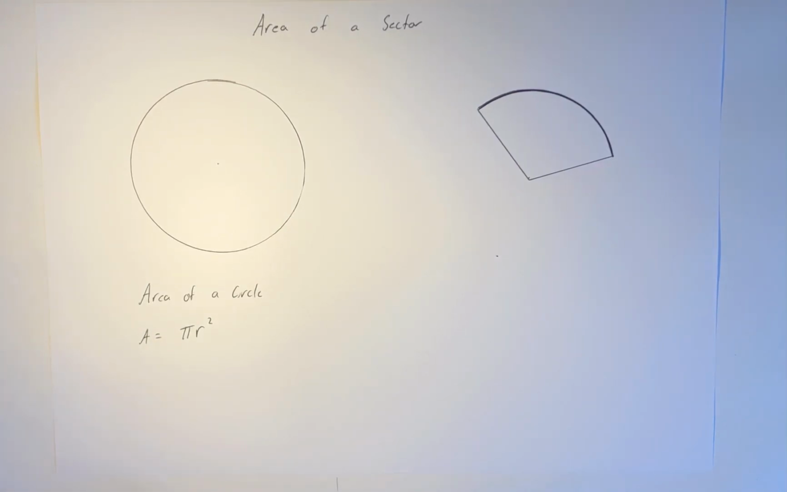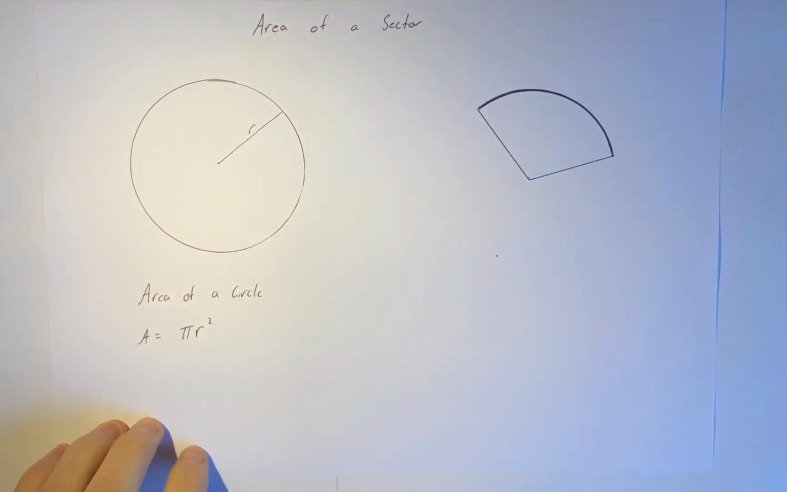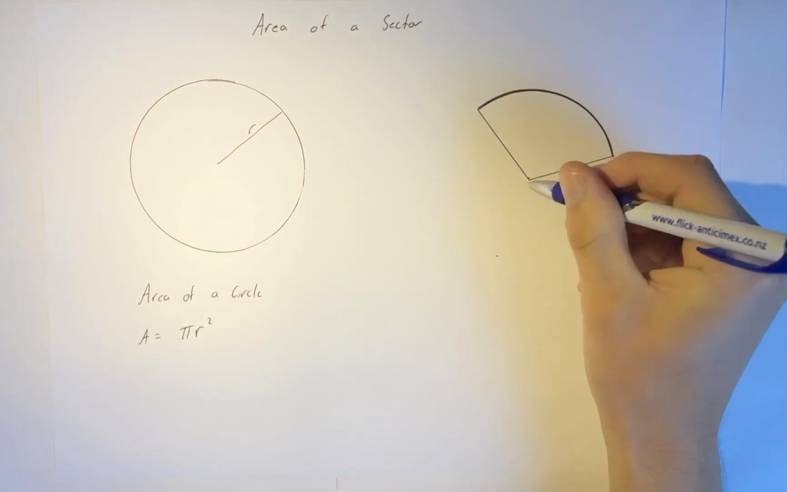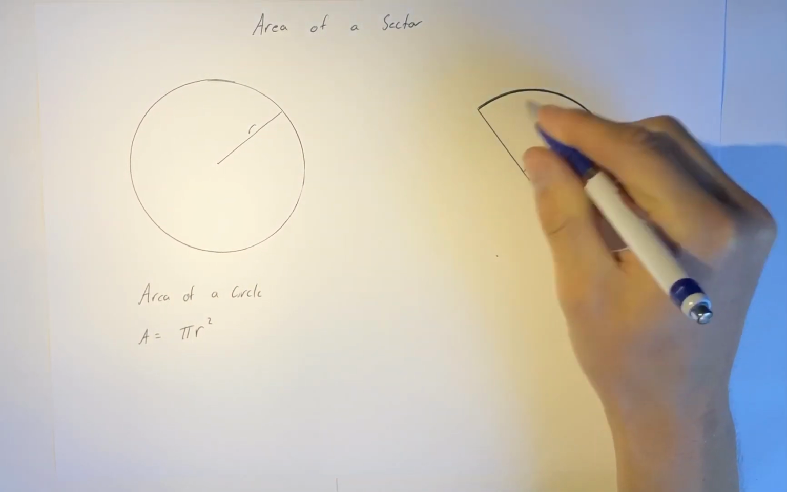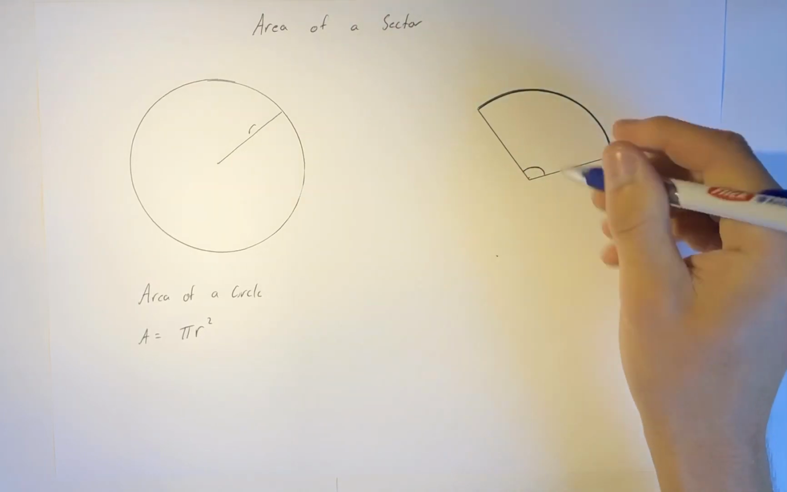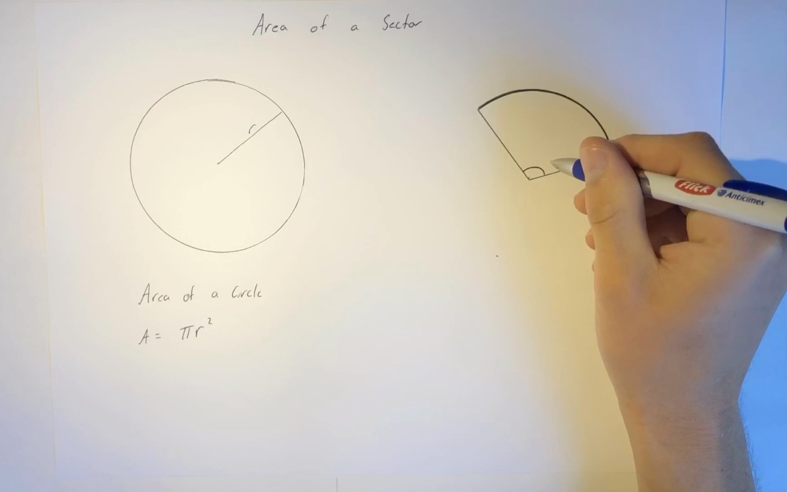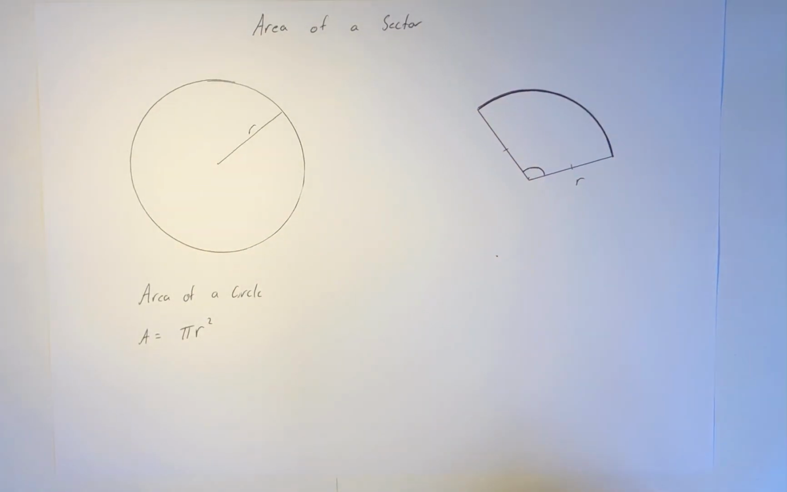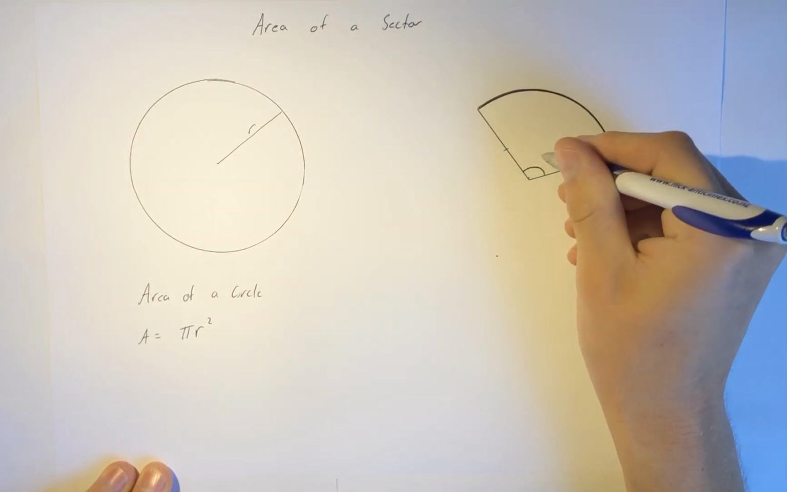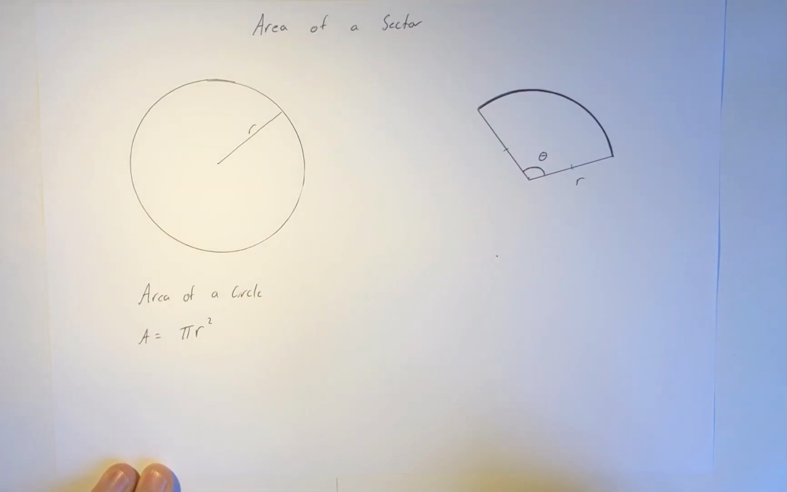Okay. What we want to understand is what is the area of a sector, so part of a circle. So let's have a look at that. These are both going to be a radius r. So if that is some angle theta, what's the area going to be?